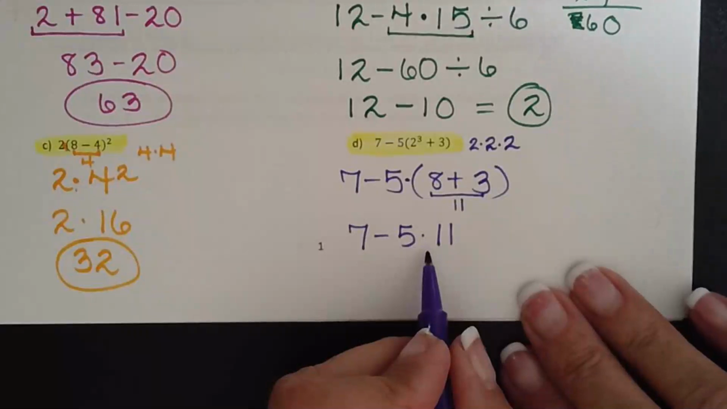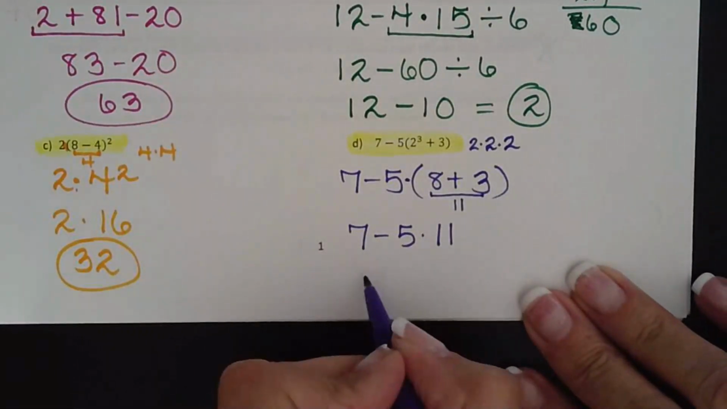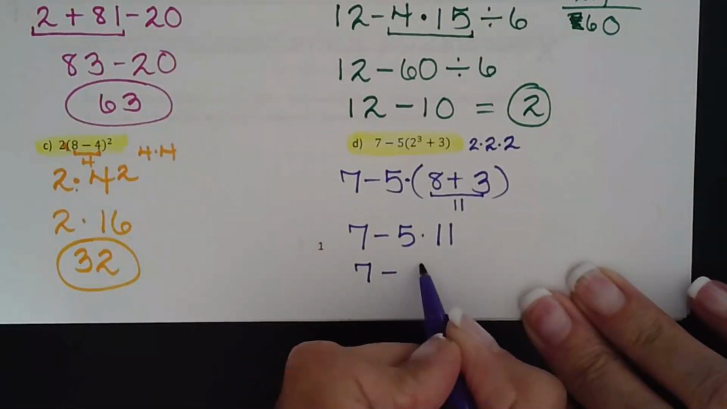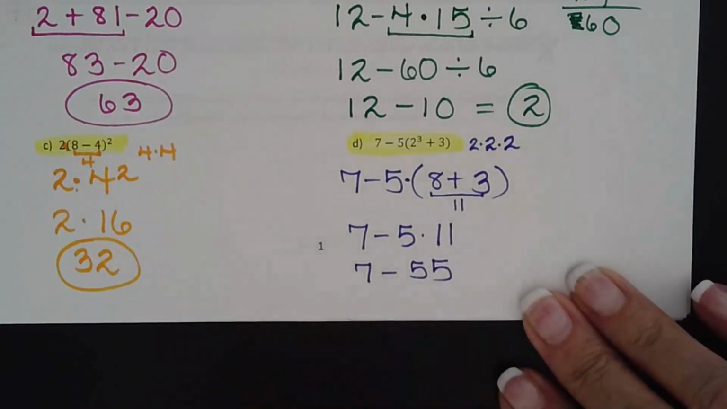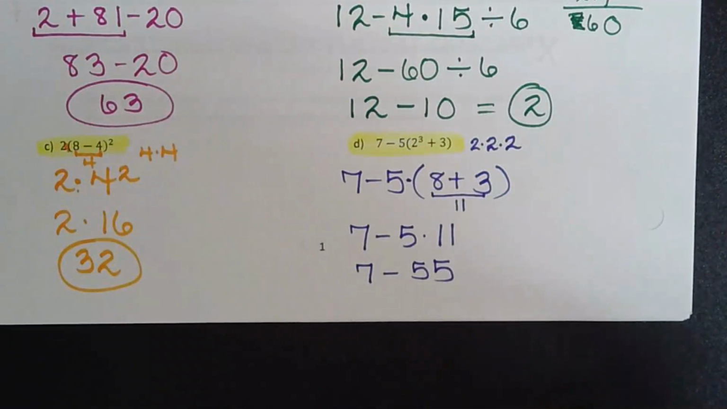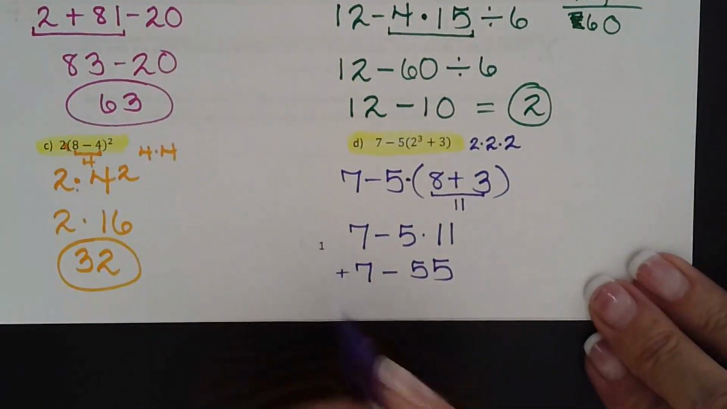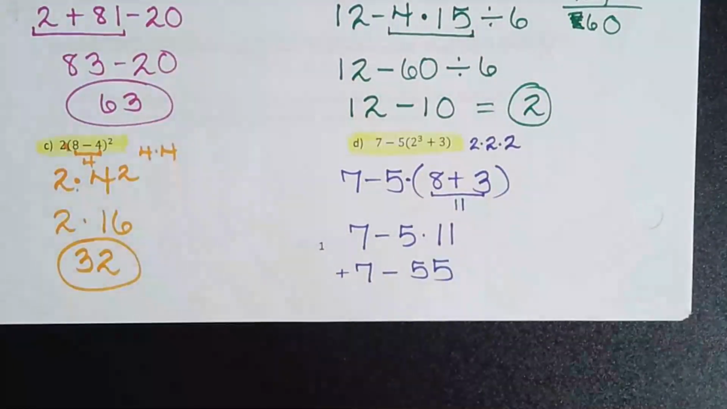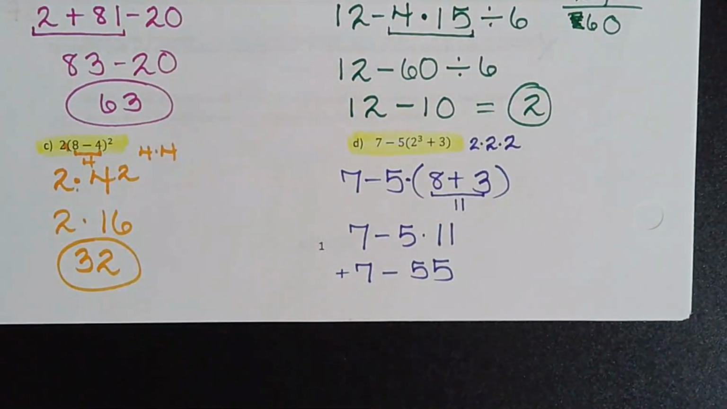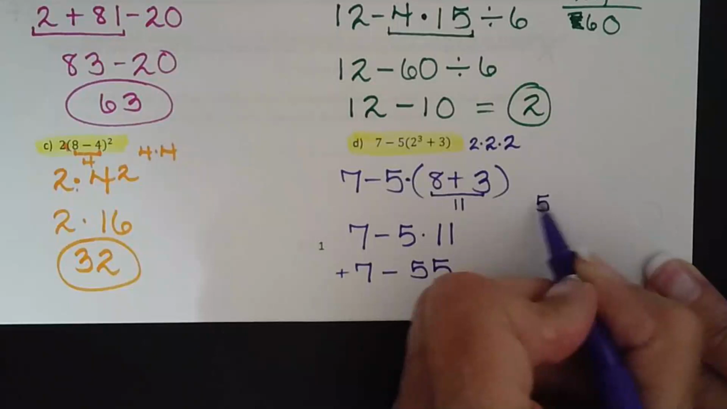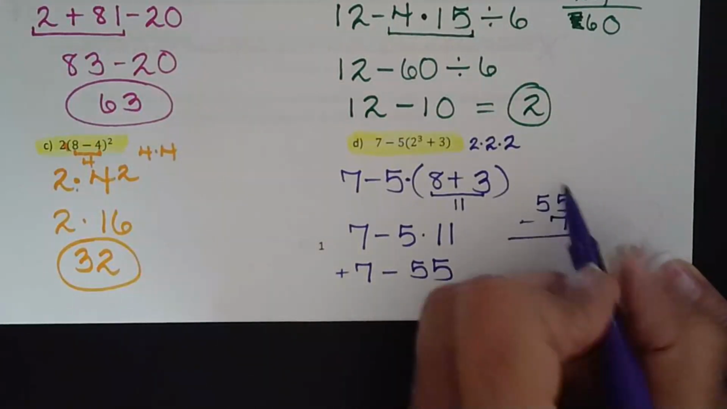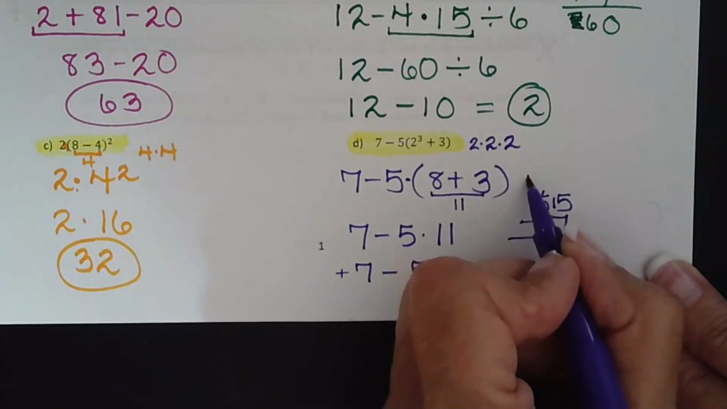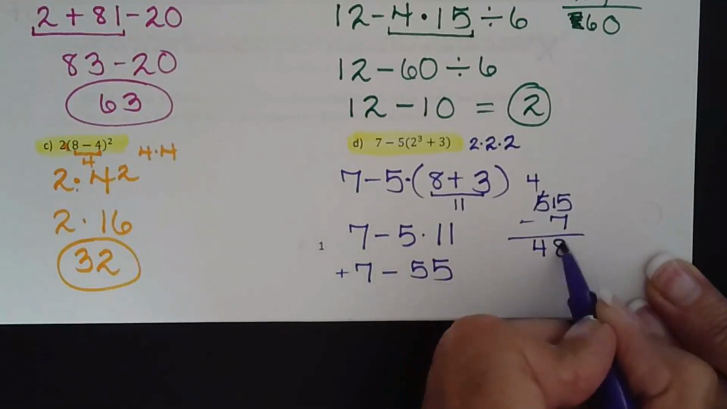So multiplication comes before subtraction. So 5 times 11 is 55. A negative times a positive, one negative, negative answer. And this is where most students miss it on the final. They realize that it's a subtraction problem because one's positive, one's negative: same, add; different, subtract. So we subtract 55 by 7, borrow, and we get 48.